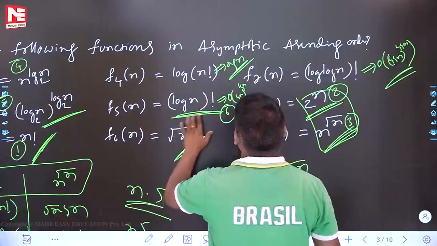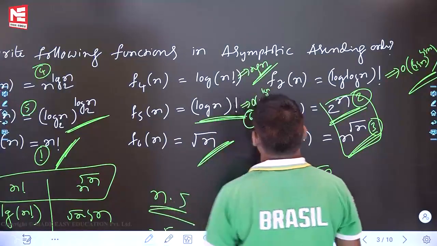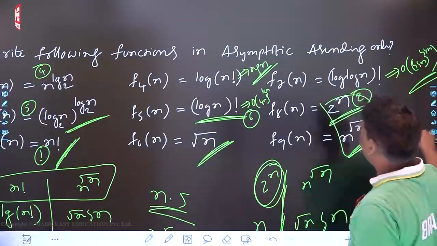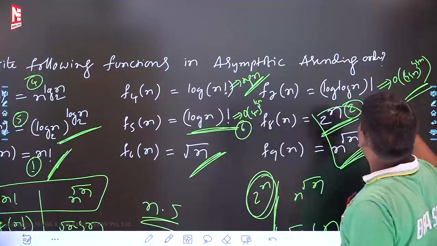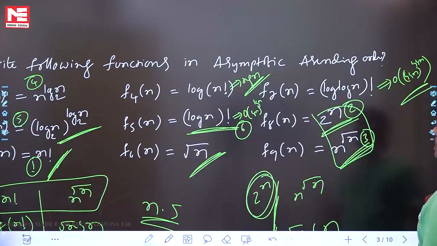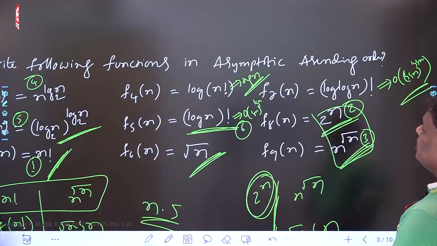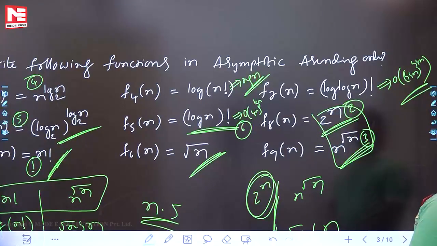So until now, fine. 5 is completed, 6 is completed. Now, F4 and F7, who is bigger? What is F4? F4 is n log n, and this one is going to be (log n) to the power log n.